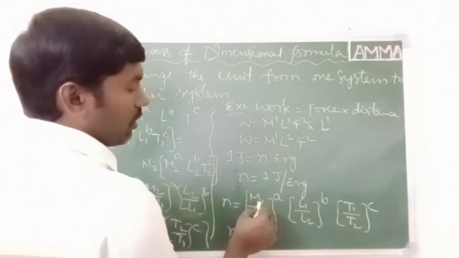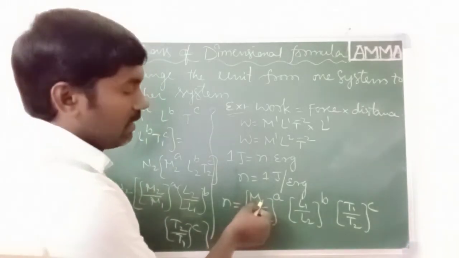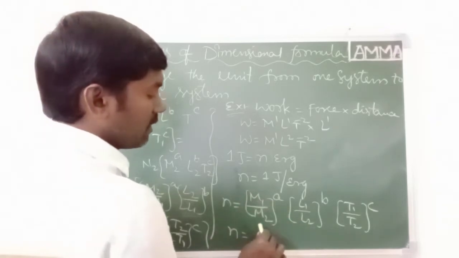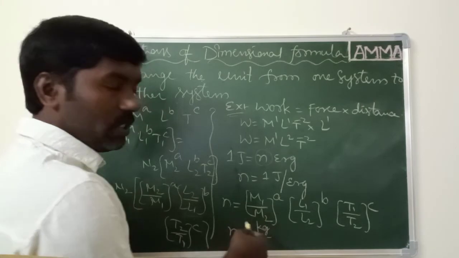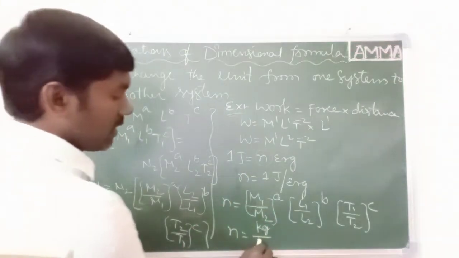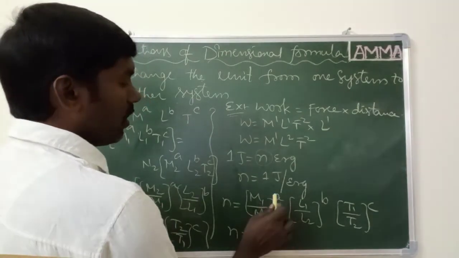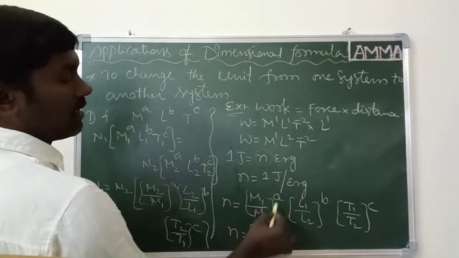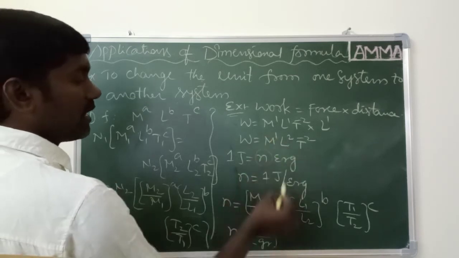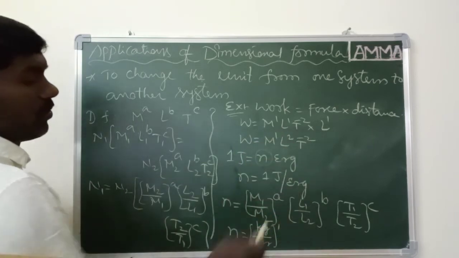Okay students, what is M1 here actually? The unit of mass in the MKS system. What is the unit of mass in the MKS system? Kilogram. This M2 is the unit of mass in the CGS system. What is the CGS unit of mass? Gram, to the power a. What is the a here? a means the dimension of mass in work. What is the dimension of mass in work? Plus 1.